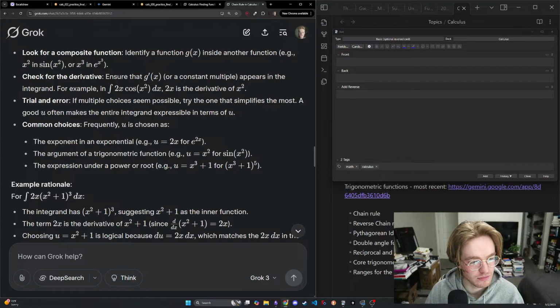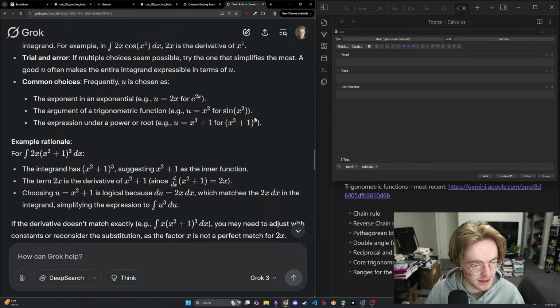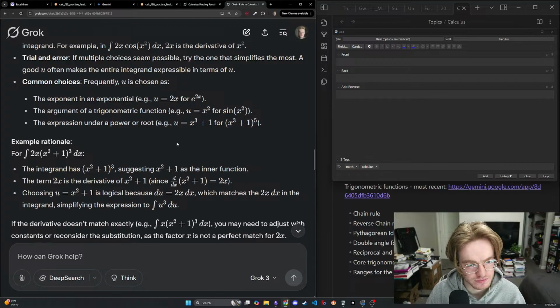Okay. Multiple choices seem possible. Try the one that simplifies the most. A good u often makes the entire integrand expressible in terms of u. Frequently, u is chosen as the exponent in an exponential, the argument of a trigonometric function, or the expression under a power or a root.